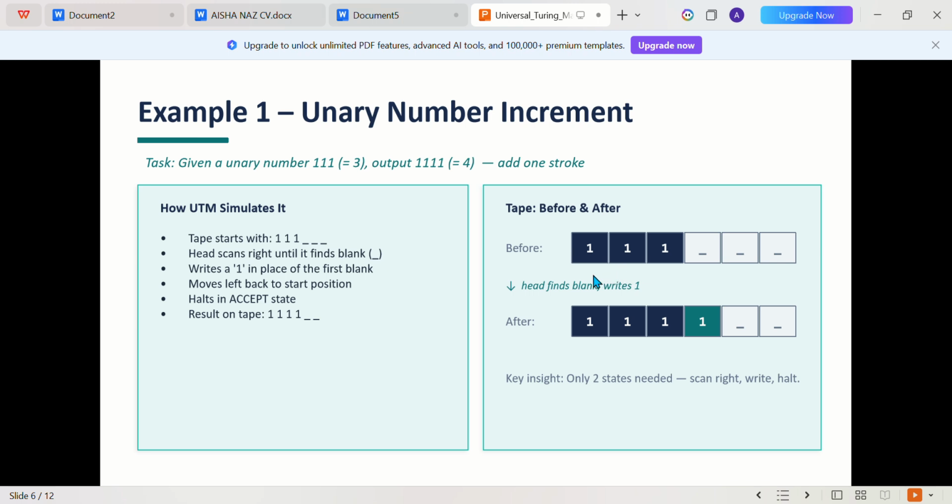Now as soon as the head moves and finds the blank space, it will write 1 on that first blank space. As it says here, write a 1 in that blank space. Then move left, meaning come to this particular position again, and you're done. The result will be 1 1 1 1, and the machine halts, and we have got our output.